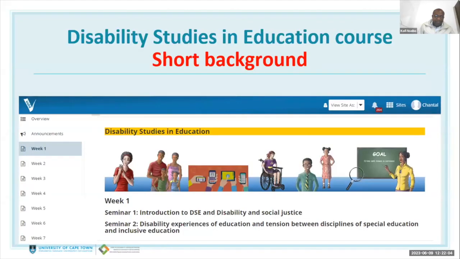I just want to give a short background of the short course that we run here. The Disability Studies in Education short course is situated in the Faculty of Health Sciences at the University of Cape Town. The aim of the short course is to equip participants with the necessary knowledge, skills, and tools to enable them to support learners with disabilities. We define short course as a non-credit bearing course aimed at working professionals.